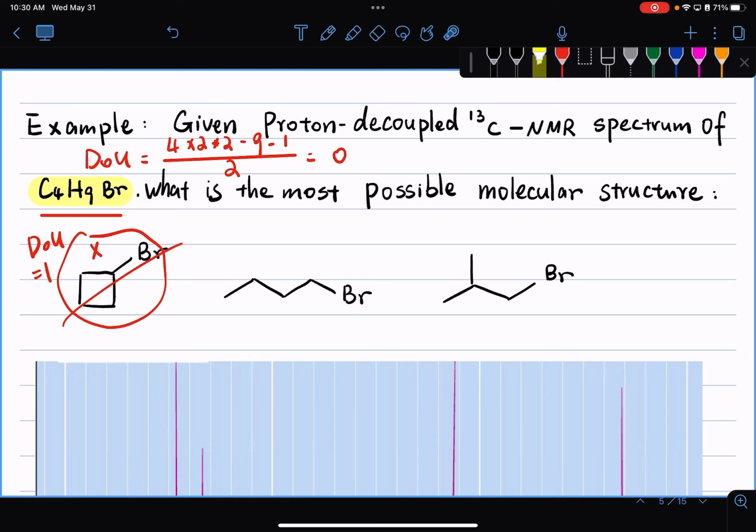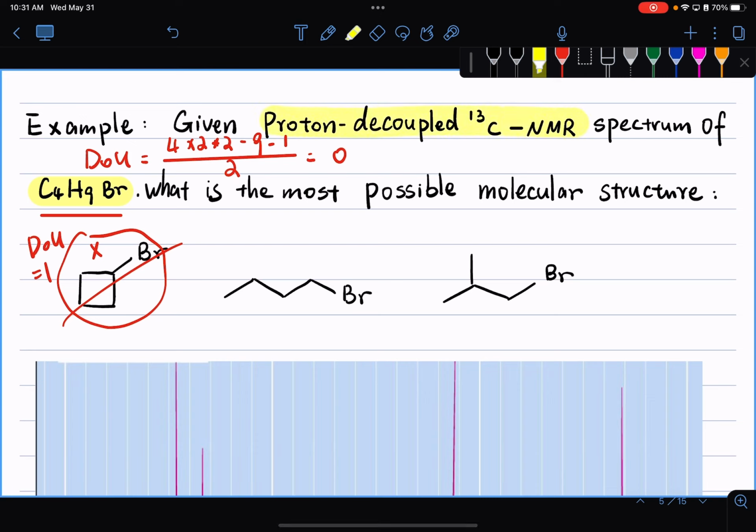And then we don't have to write out all the hydrogens and count them manually, because these molecules don't have any ring structure or any double bonds. So we know their DOU is 0 and they are possible candidates. Now to distinguish these two possible candidates, we need to use our carbon-13 NMR. And now let's look at our carbon-13 NMR.